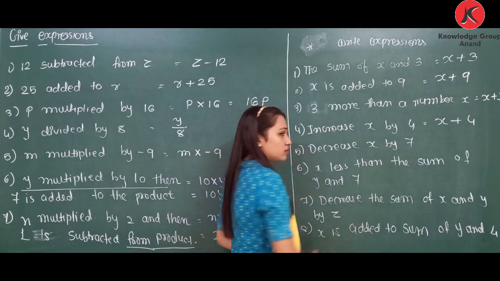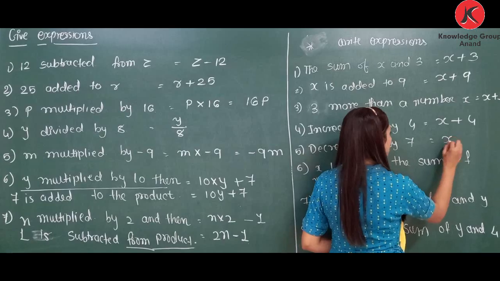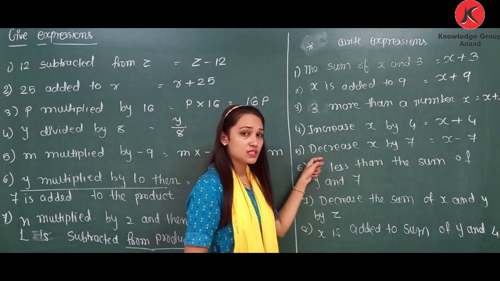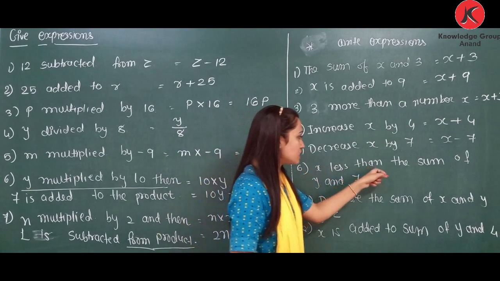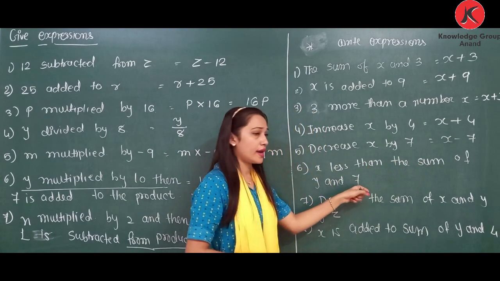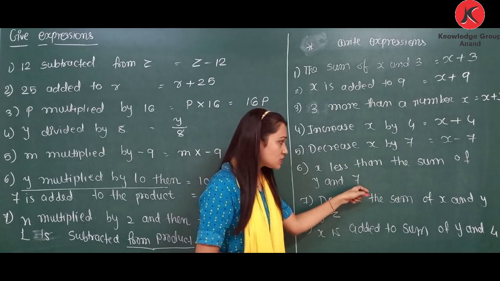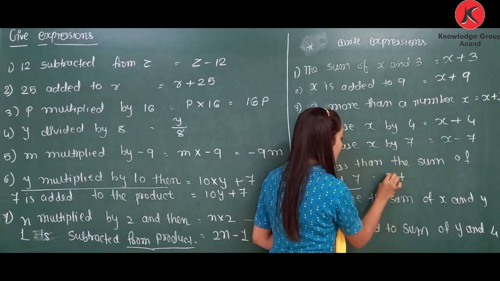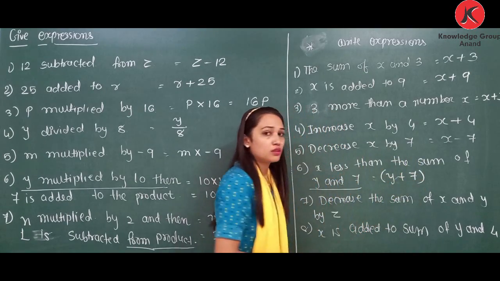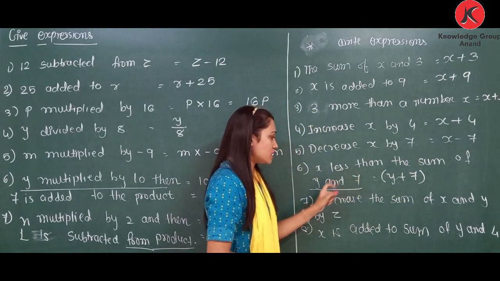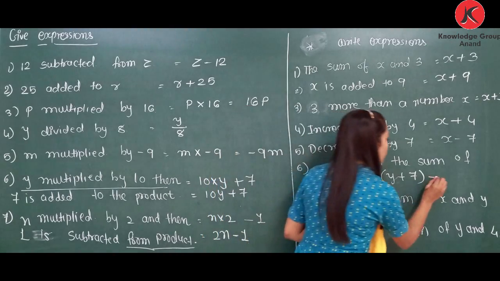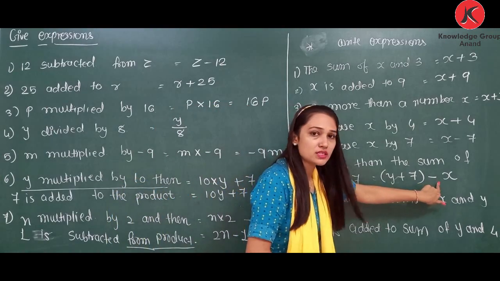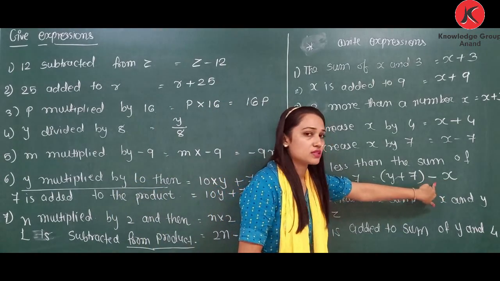Decrease x by 7. Decrease means subtraction. So x minus 7 is also an algebraic expression that represents subtraction. x less than the sum of y and 7. This statement can be written as y plus 7 minus x. If it is more than, then add x, and if it is less than, then subtract.